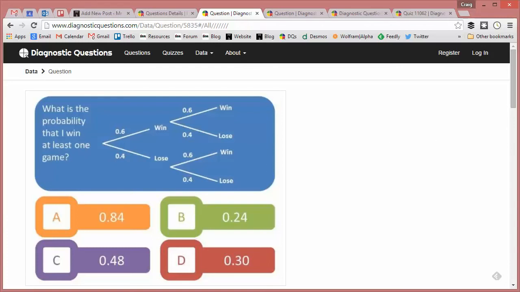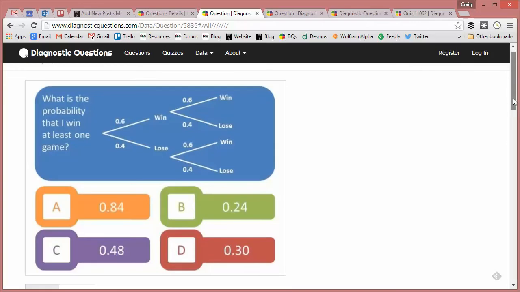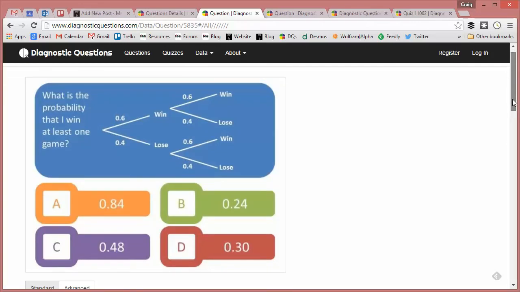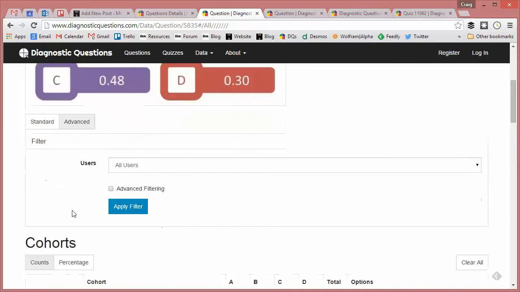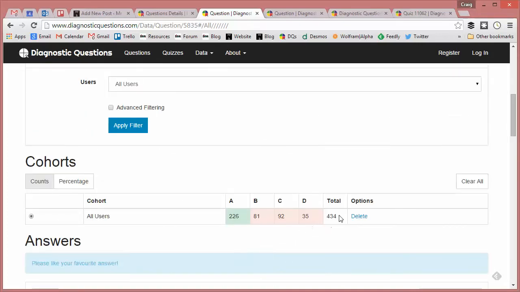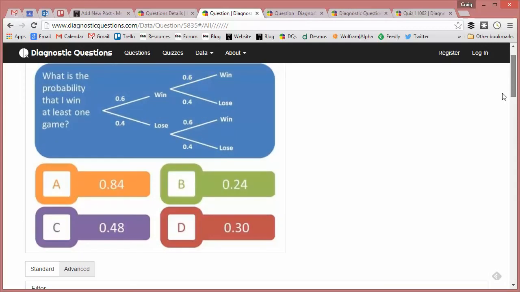Okay, welcome back. Now, if my mathematics is right, and often it isn't, I reckon the correct answer is A, 0.84. But I wonder how many students gave that answer, and I wonder how many students gave each of the wrong answers. Well, let's have a look, and let's go to advanced, and we can see this question's been answered 434 times, and if we just flick to percentage mode, we can see that only about half the time are students getting it right, and B and C are by far the most popular incorrect answers.